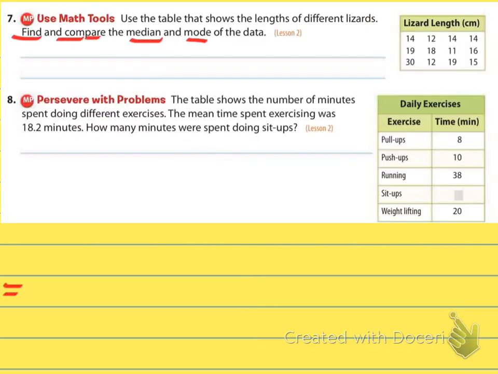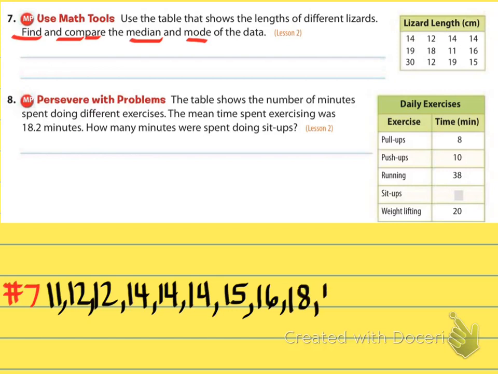Moving on to number 7. You have to find the median and mode of the data, and then you are supposed to compare and describe the data. So for number 7, I took the information in the chart and rearranged the numbers in order from least to greatest. You can see that there at the bottom.